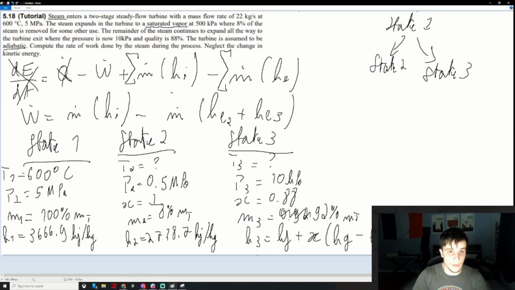And so do we have everything? Yeah, we have everything. And so we can solve this exercise. Actually, one last note that I forgot is that at our inlet, we have total mass. We start with total mass. At our exit, state 2 and state 3 have different masses. 8% of the mass goes into state 2, 92% of the mass goes into state 3.